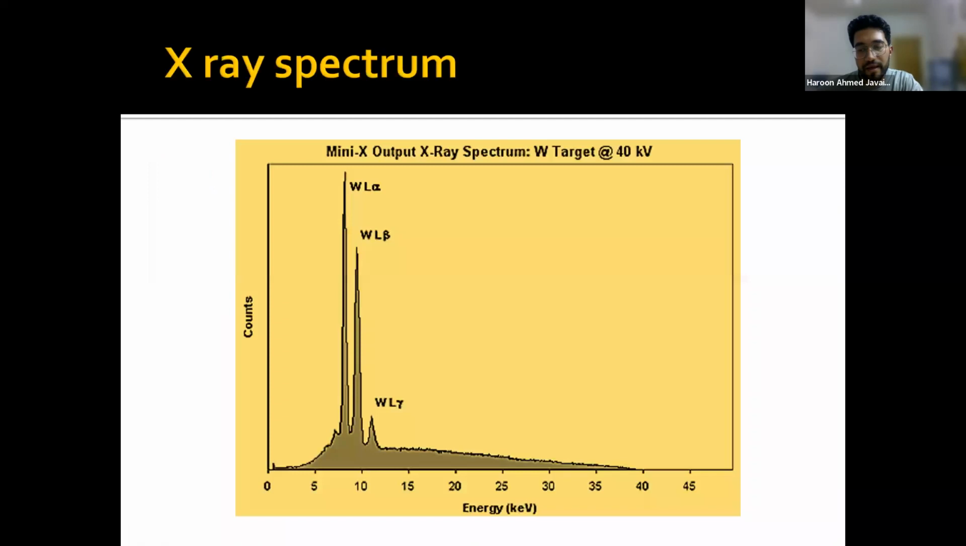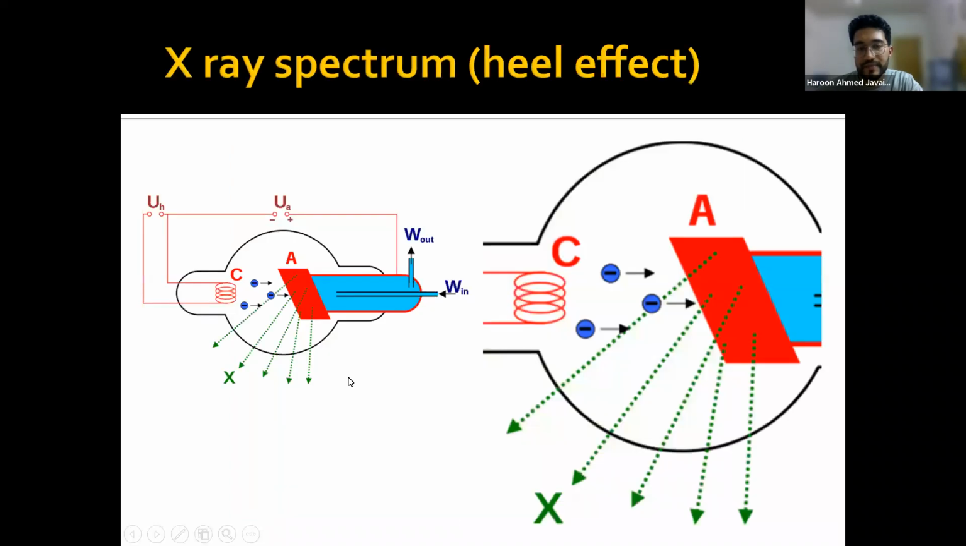Basically, what they're trying to tell you over here is that this lower side is the breaking radiation, and this is the characteristic radiation, okay? That's all they're trying to tell you. Is this clear so far? Okay, sure.